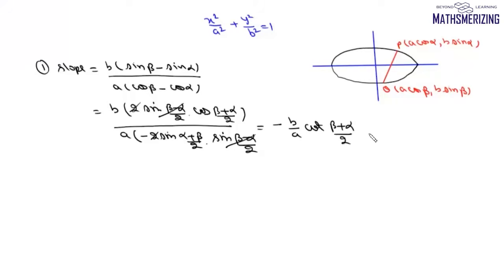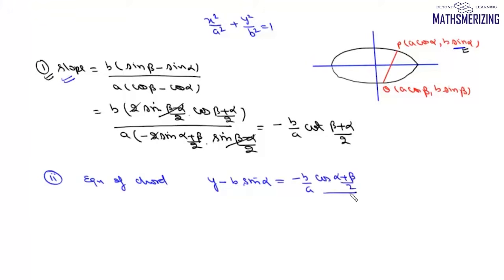Now we'll come to equation of this chord. So once we have slope and we have a point, then we can write equation of chord as y minus y1. So it will be y minus b sin alpha, and then the slope, which is minus b upon a, and we'll write this cot as cos alpha plus beta upon 2 upon sin alpha plus beta upon 2, and then x minus x1, which is a cos alpha.